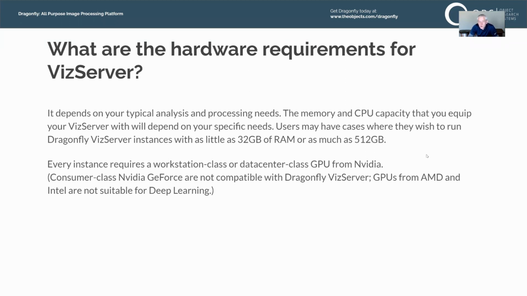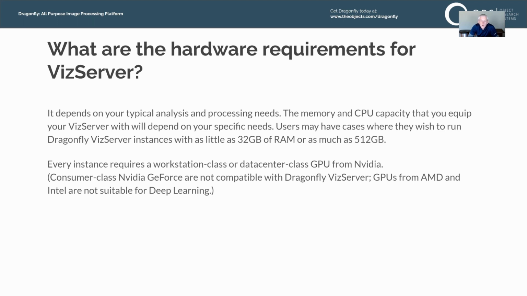Well, it depends on your typical analysis and processing needs. So the memory and CPU capacity that you equip your VizServer with will depend on your specific needs. Now, we have users who are setting up Dragonfly with as little as 32 gigabytes of RAM and as much as 512 gigabytes of RAM. So it all depends, and we'll work with you to advise you.